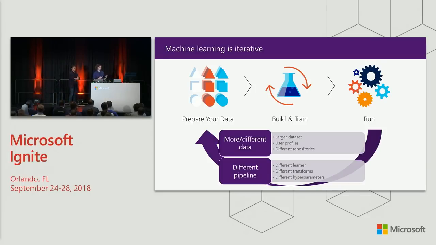So a few ways that we could do this for this particular problem. One is getting more or different data. So in this case, we could consider getting a larger data set. Maybe over time, there are more and more issues in this repository that are labeled, and we can use that additional data to get better results. A rule of thumb in machine learning is that the more data you have, the better results you might be able to get. We might look at the user profiles, so which user actually submitted the issue.